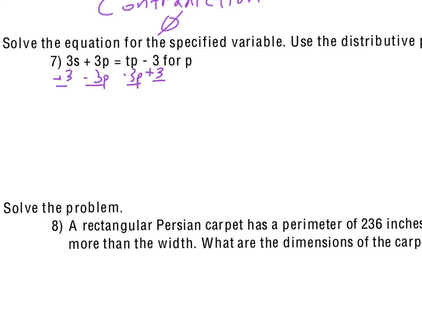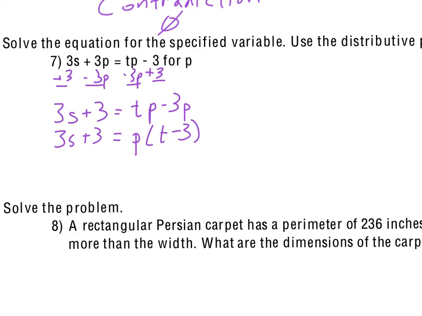Now I don't have any like terms to combine with anything, so we just get 3s plus 3 on the left and tp minus 3p on the right. So in this case, since we're solving for p, we factor the p out of the right side. We're left with t minus 3 then. Then we have 3s plus 3 here. What we do next is divide by the t minus 3. That will get the p all by itself.